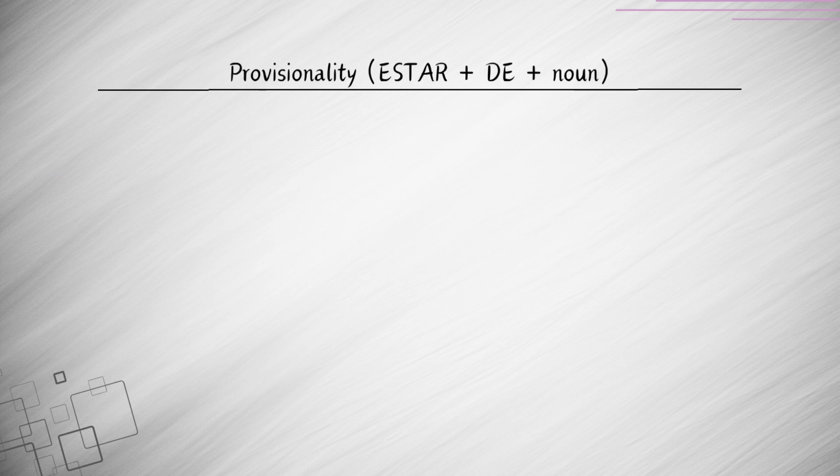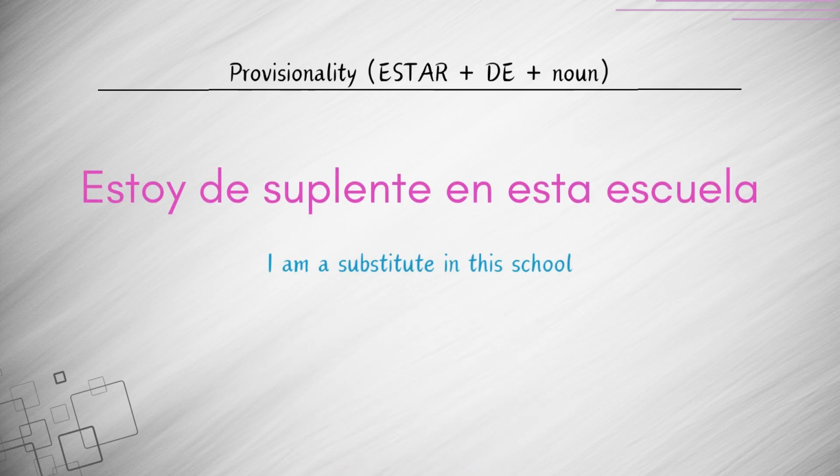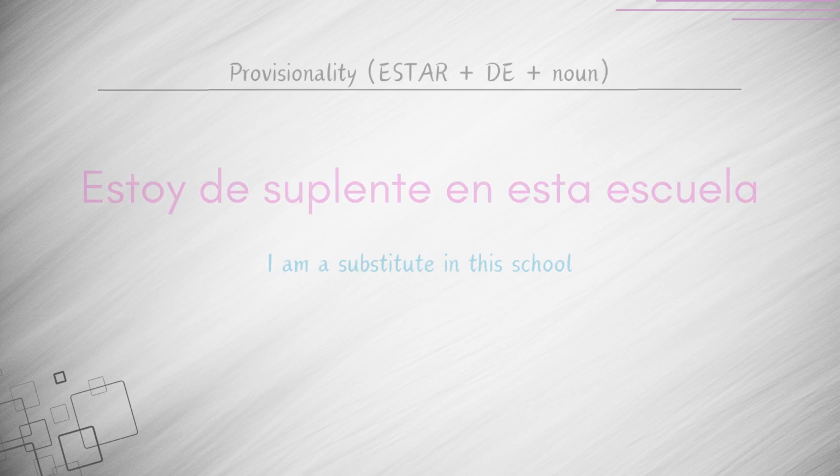We use the verbo estar when talking about an event that is temporary or provisional. For example, estoy de suplente en esta escuela. I am a substitute in this school.